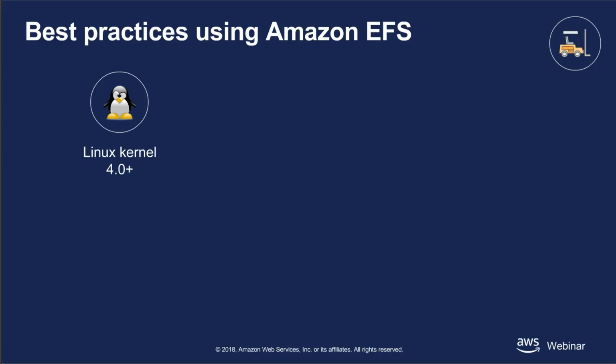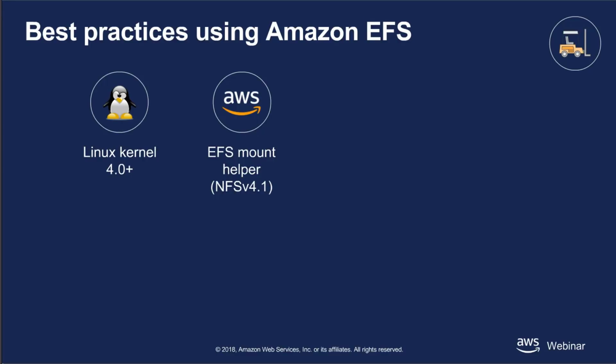The next best practice that we recommend is mounting the file system using our EFS mount helper. A few months ago, we released this, and it's an open source tool. You can download it from GitHub. It's also available within our Amazon repository. So on Amazon Linux, it's a simple yum install amazon-efs-utils, and your EFS mount helper is installed.